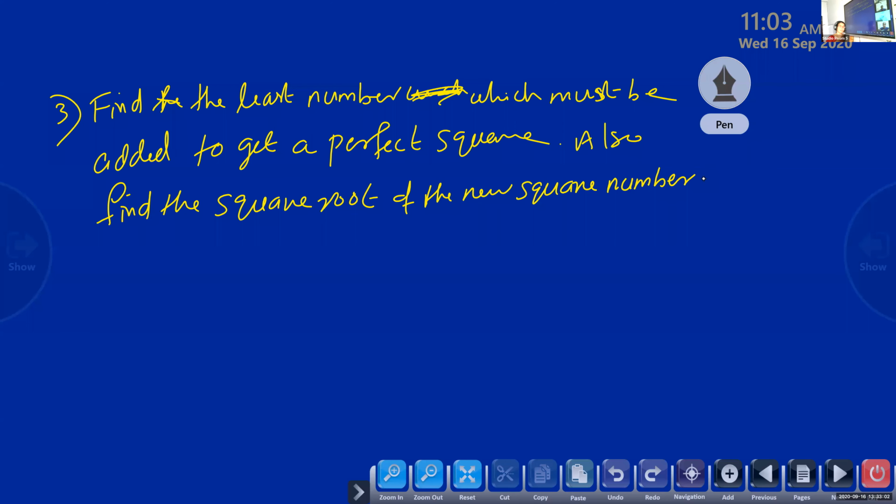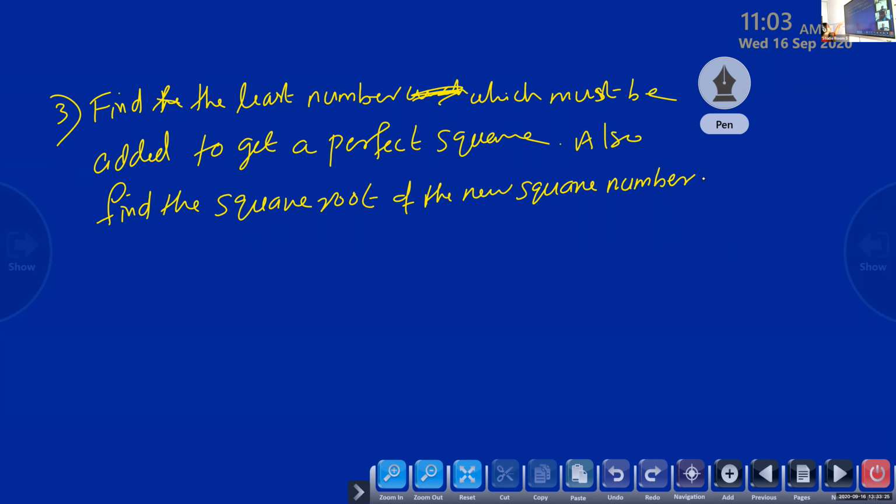We know which number should be subtracted to get a perfect square number. How will we do it? First of all, we will start with our long division method, and whatever the remainder is, we will subtract it. Then we will get a square number. But in this case, there is a slight difference. So anyway, we will start with our long division method first.